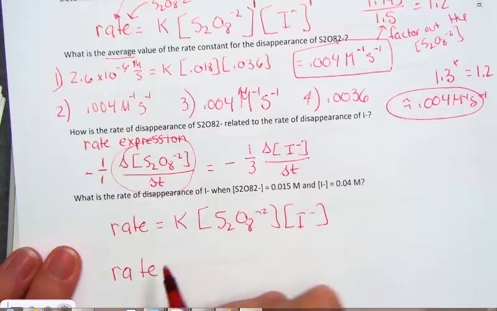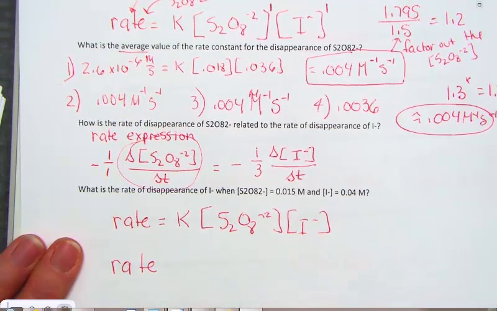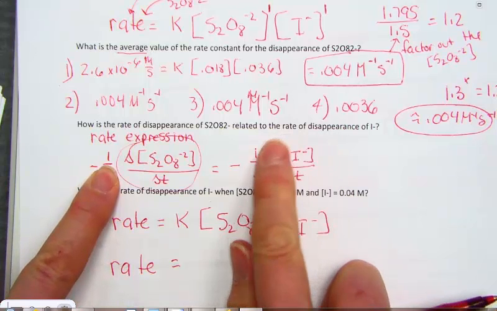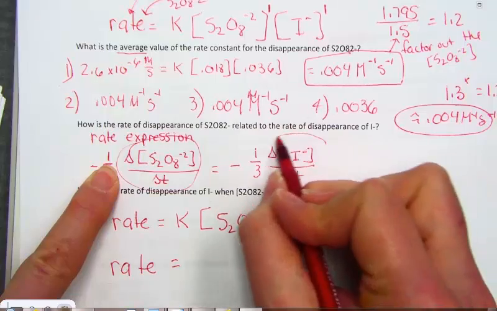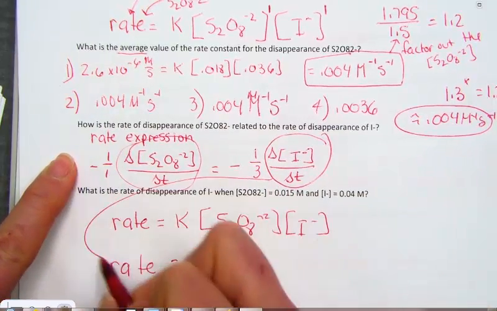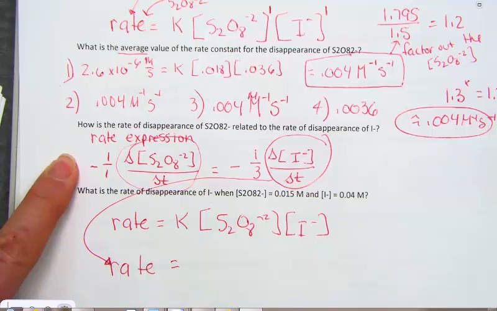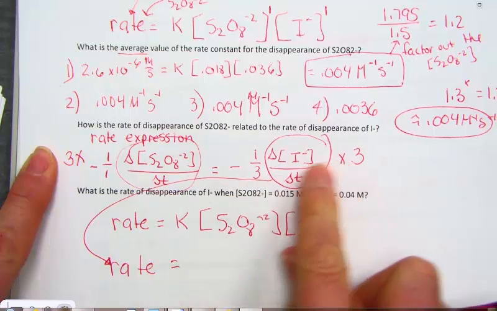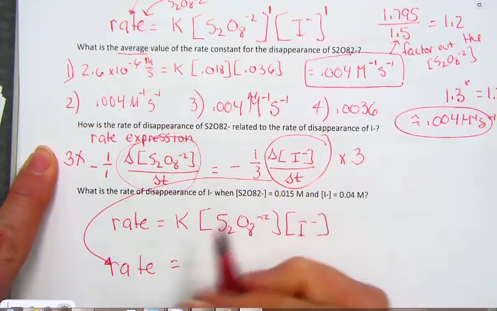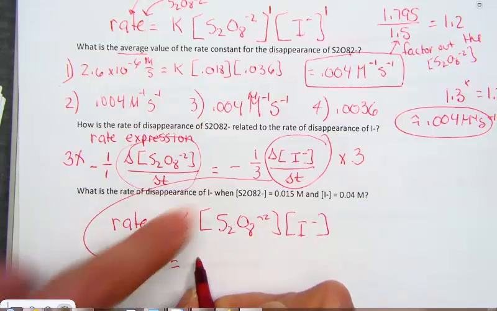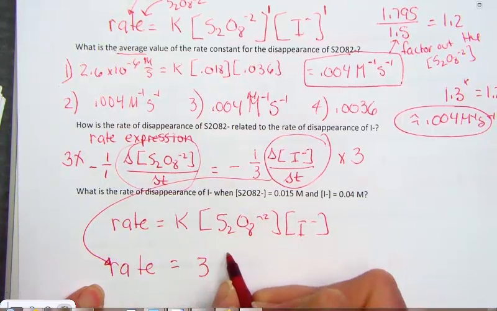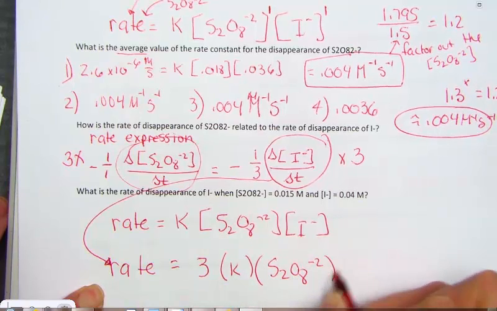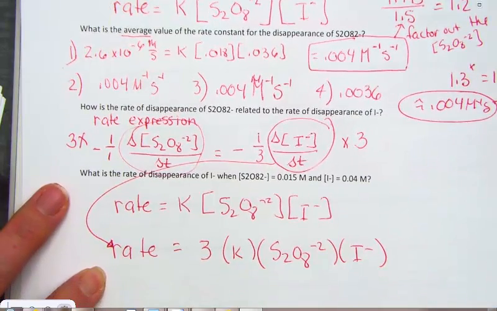So the rate is equal to, now how are these two related? If I wanted to isolate this by itself, because that's what we're being asked to solve for, this is the rate that we're being asked to solve for, I could simply multiply by 3 on both sides. Times 3 gets rid of the fraction 1/3, and now the rate of iodide would be 3 times k times the concentration of S2O8 2- and I-.